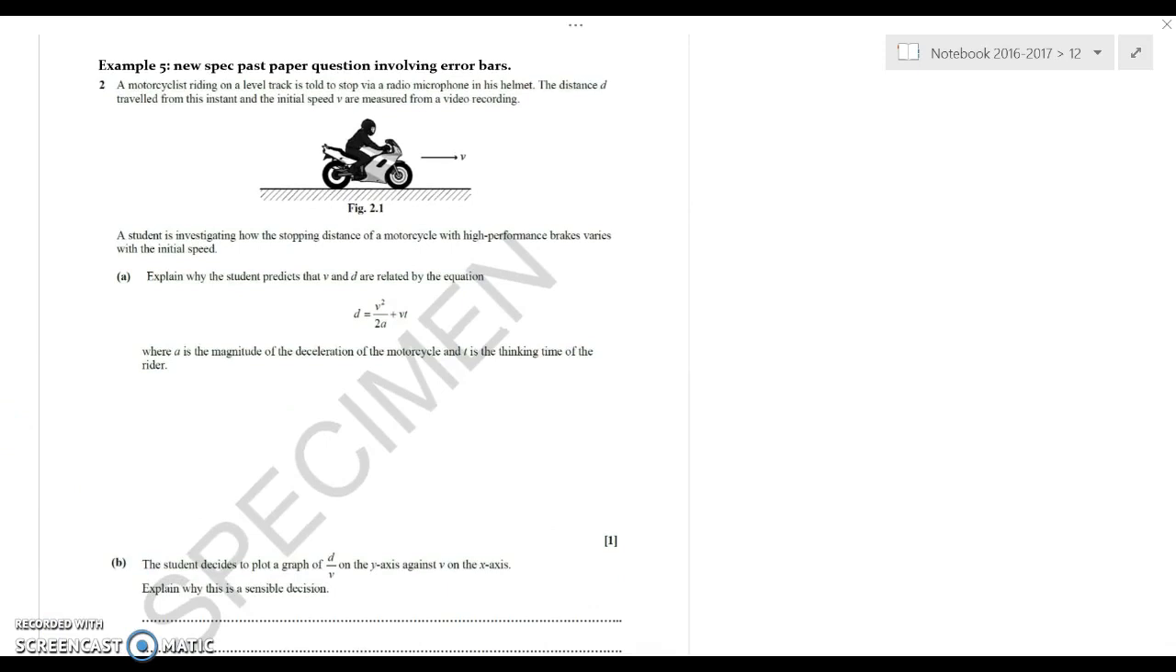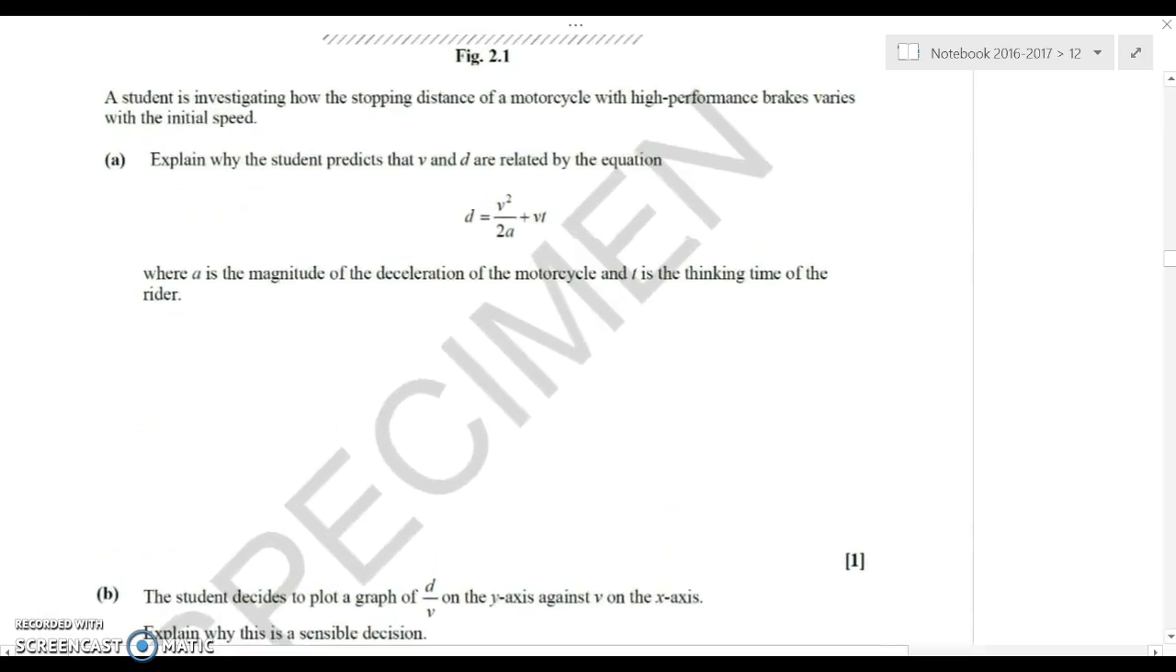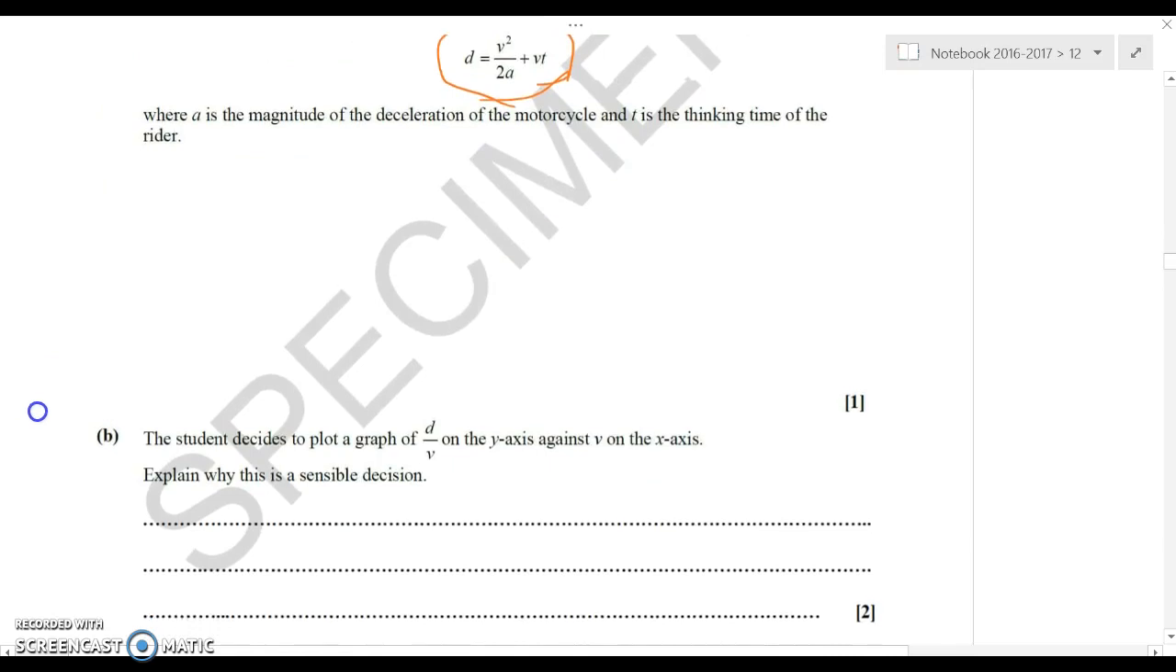Next, you're given a past paper question. I think we've gone through this in lessons. It was in one of the specimen papers last year. You're asked whether this is a valid relationship which would describe the stopping distance of a motorcycle. Think about the equations for thinking distance and stopping distance which you learned at GCSE. One will be speed is equal to distance over time. One will be a Suvat equation. Combine the two together to get an equation for the stopping distance.